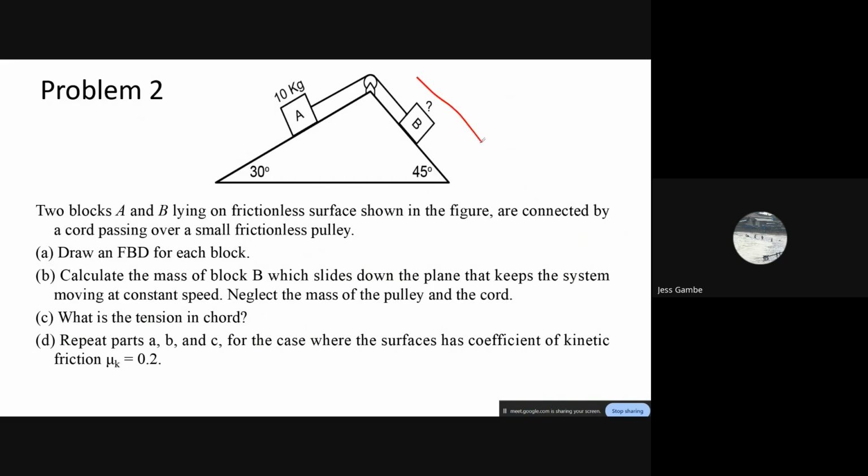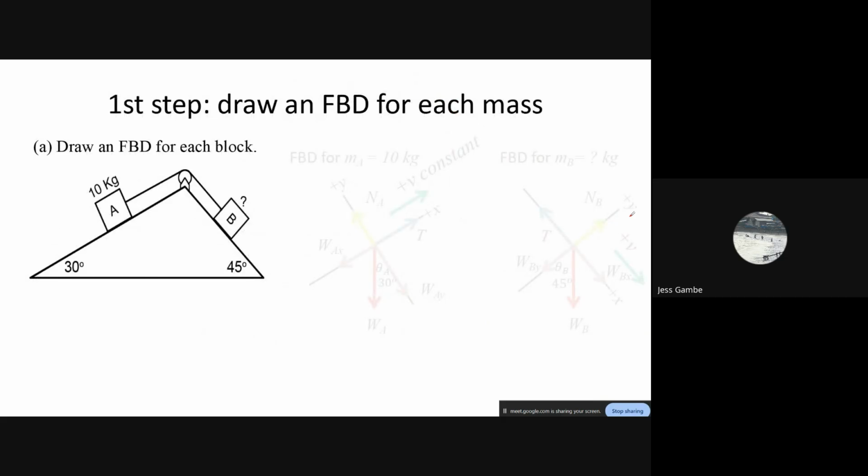Okay, so let's start. Draw an FBD. Two masses, a frictionless pulley, a frictionless surface, and two free body diagrams. The first one is for mass A, 10 kilograms. We consider the x-axis to be the inclined plane at 30 degrees incline. The y-axis would be perpendicular to that plane. So this is it.